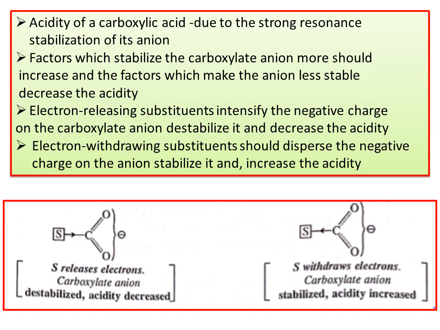The acidity of carboxylic acid is due to the resonance stabilization of its carboxylate anion. That is, the acidity of carboxylic acid depends upon the resonance nature of the carboxylate anion. Any factor which stabilizes the carboxylate anion more will increase the acidic strength. For example, here S is the electron releasing group.